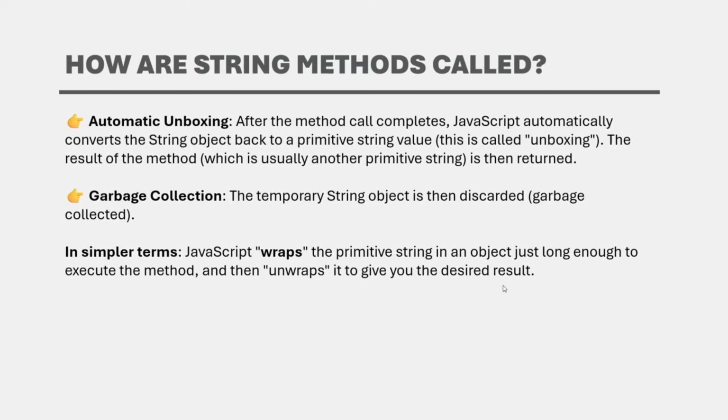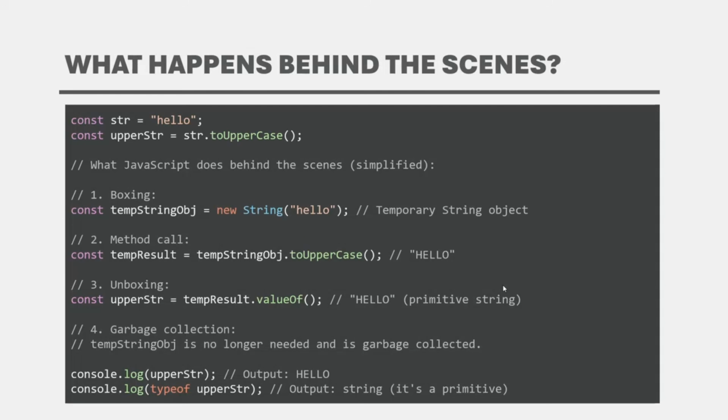Let's try to understand it with a simple example. So let's say I have this string called str, which is storing the string value hello, and I want to use this toUpperCase method on this string. Now this string is a primitive string. It is not a string object. It is a primitive string, and on that primitive string I want to call this toUpperCase method. Now as we saw, this toUpperCase method is not present on a primitive string value. It is present on the string object.